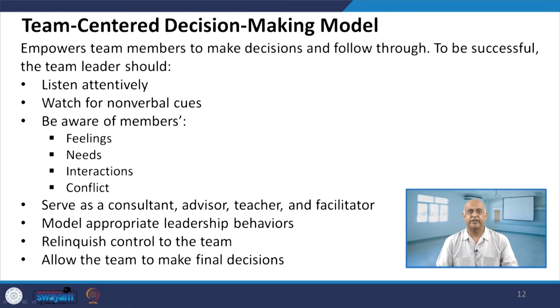Now, this is very important: it is not only the verbal cues. Whatever has been said, but also the body movement, the hand movements, the leg movements. Therefore, non-verbal cues also have to be captured and judged. Be aware of members: there are feelings, needs, interaction and conflict. It is very common that they will have feelings and certain needs, and naturally they will require certain interactions, and whenever there is interaction there will be conflict.